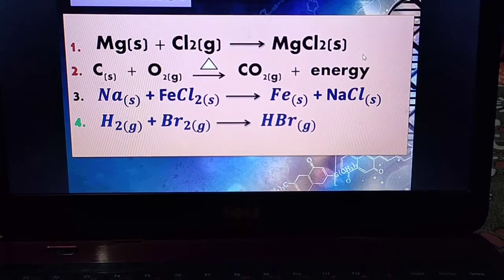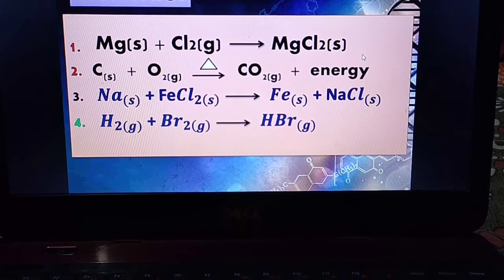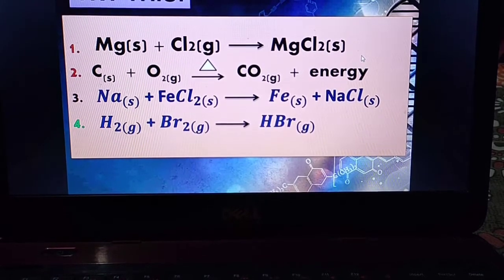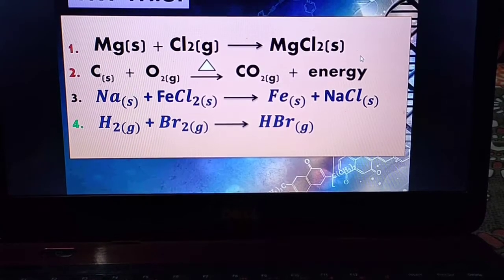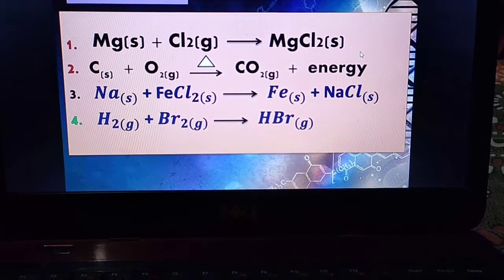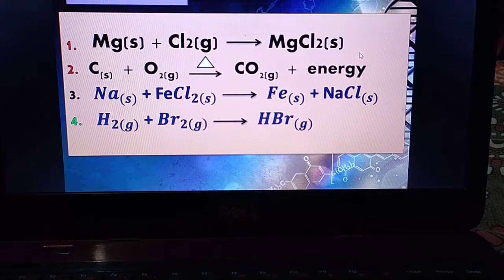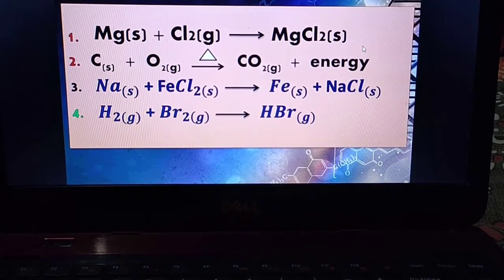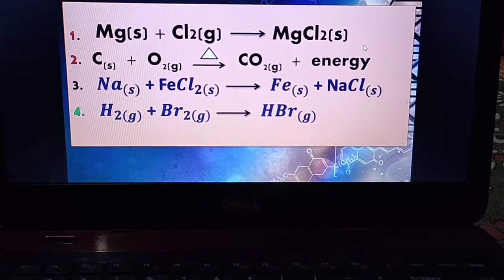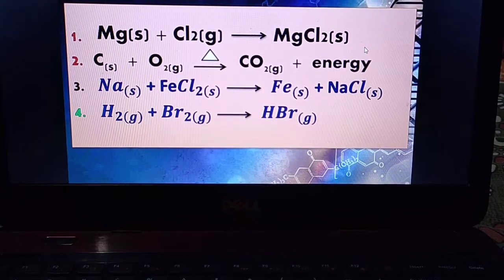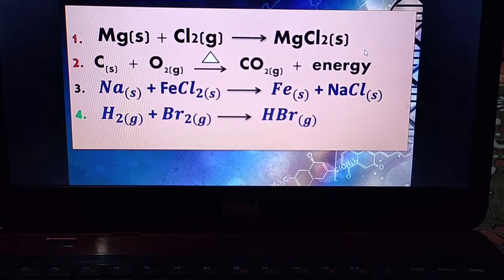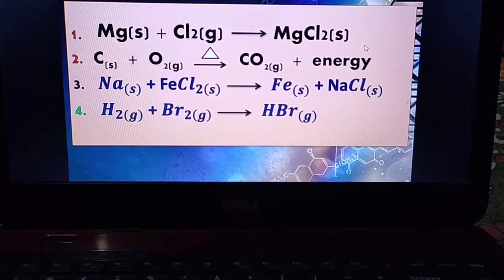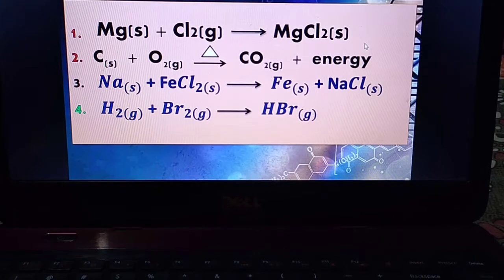The second one also: C plus O2 gives out CO2. Heat is required in this chemical reaction to proceed, so heat we have given, and energy is released. Here also you can see 1 atom of carbon and 2 atoms of oxygen in the reactant side. The same number of atoms is present in the product side also. So this is also balanced.